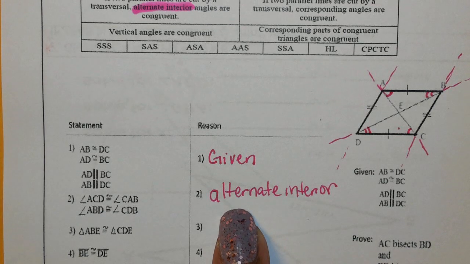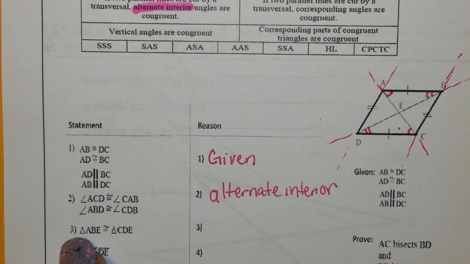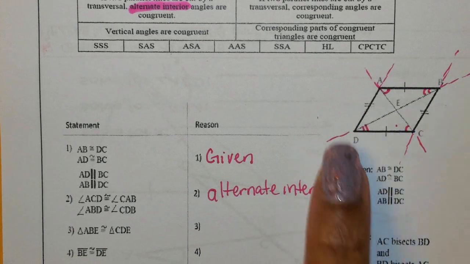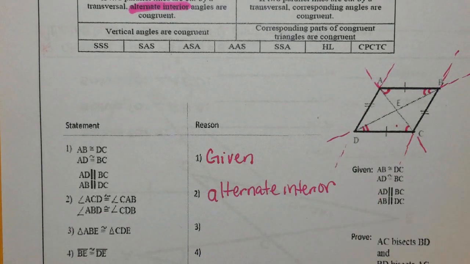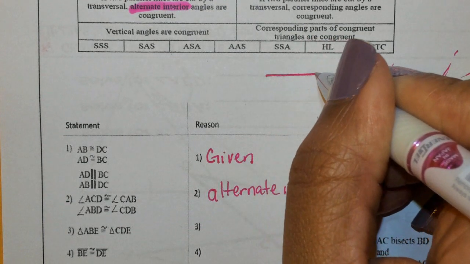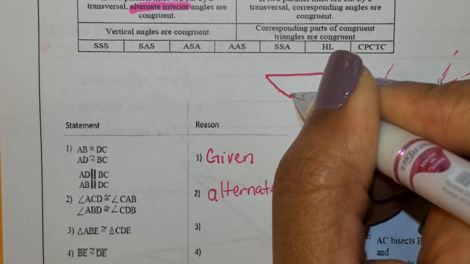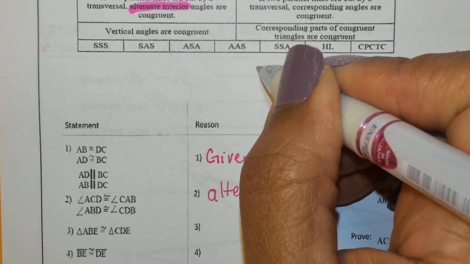So now that we have our alternate interior down, the next thing that we want to do is look and see. This symbol in the front means triangle. We have now gotten to the point where we can try to figure out why triangle ABE is going to be congruent to triangle CDE. Now, it might be difficult to see triangle ABE, so what I'm going to do is just redraw it, just one of them, not both of them, so that we can concentrate on one.